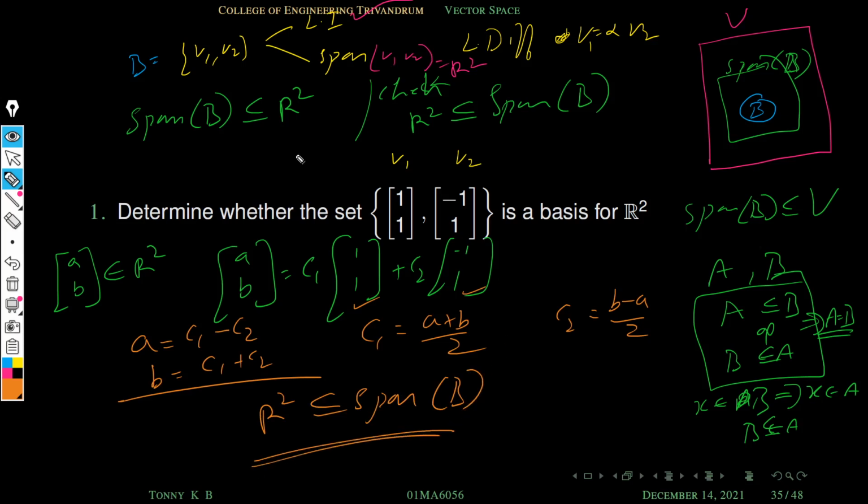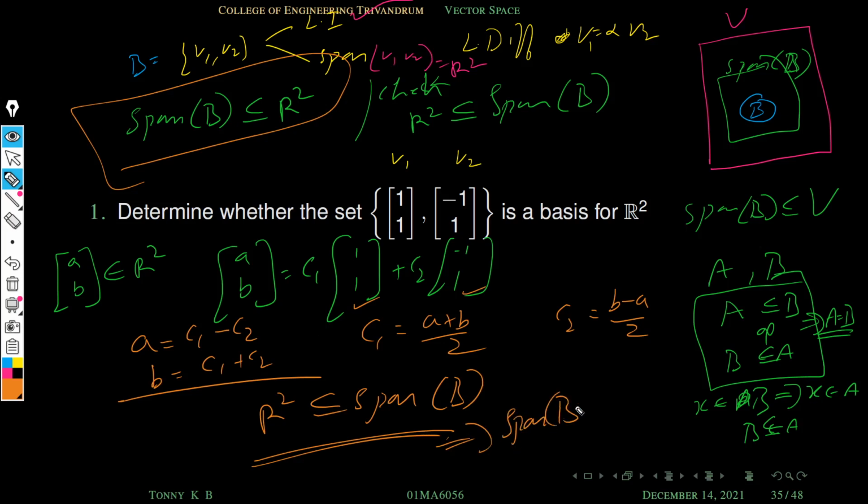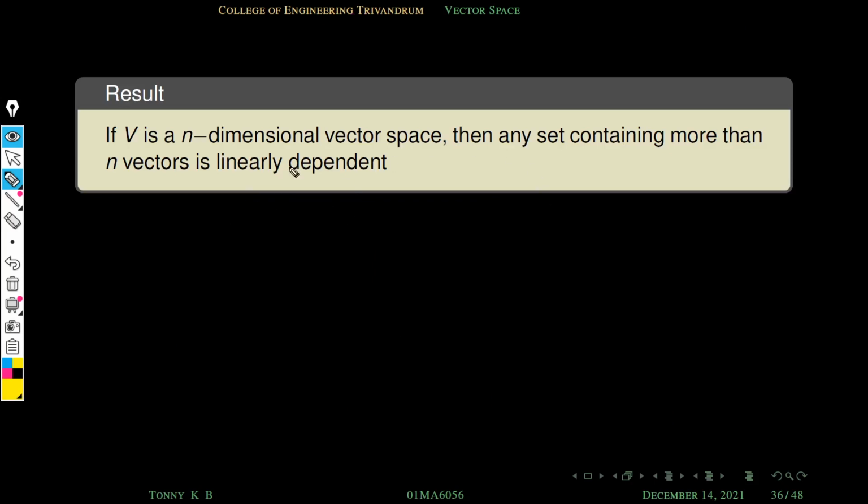Right? So already we have this one, span of B is a subset of R square. Now we have R square is a subset of span B. Combining these two, this implies span of B equals R2, right? So now we have verified two conditions: this collection is linearly independent and the span of this is equal to R2. So it is clear that this is a basis. Okay, this is a useful result.